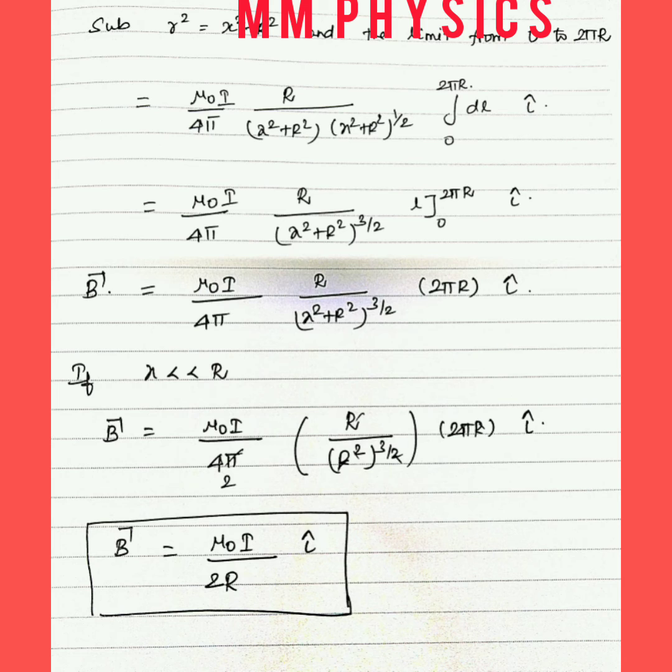Substitute the limit as it varies from 0 to 2 pi r. Apply the integral limits 0 to 2 pi r and consider x is very much less than r. That is, the point where the P is located is very small compared to the radius of the circle. Then B vector is equivalent to mu o I divided by 2r into I cap. We need to cancel all the values, we'll get the same.